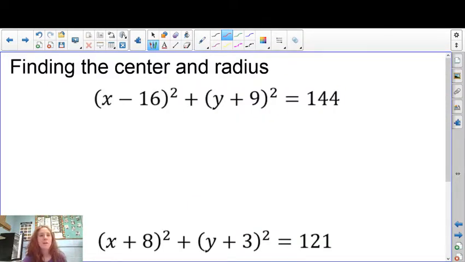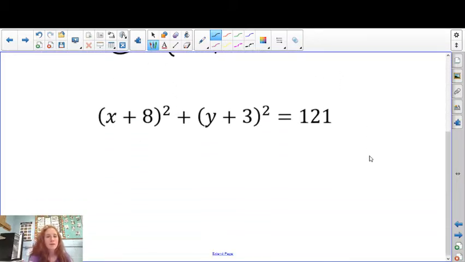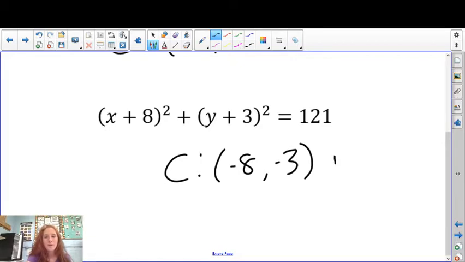All right, now I'm going to go backwards. I'm going to be given an equation and asked to find the center and the radius. So remember, when I look for my center, it's going to be the opposite. So it's going to be 16, negative 9. And then when I do the radius, I'm going to square root that, and the square root of 144 is simply 12. So this center is at negative 8, negative 3, and its radius is 11.